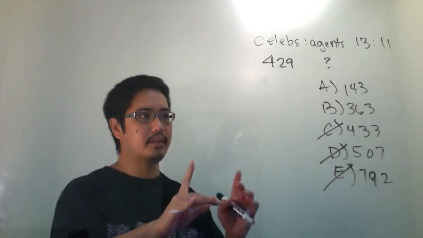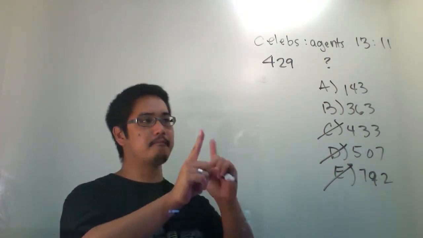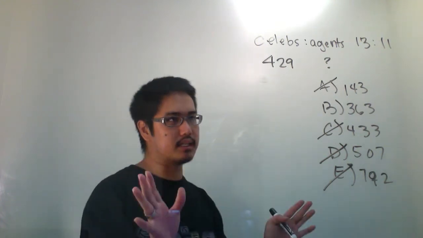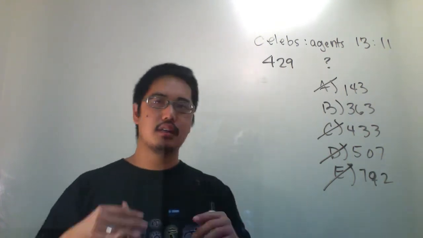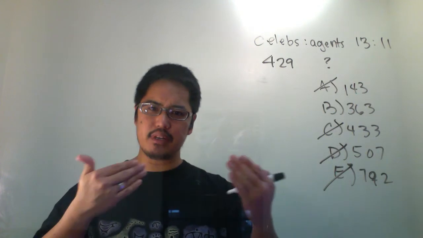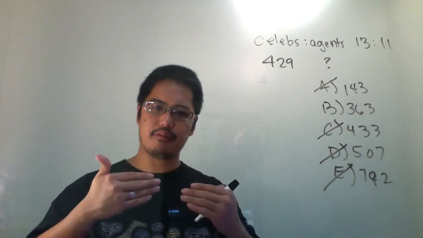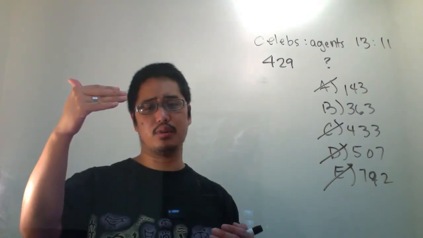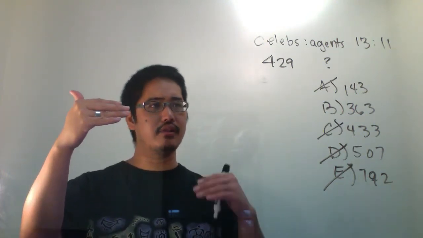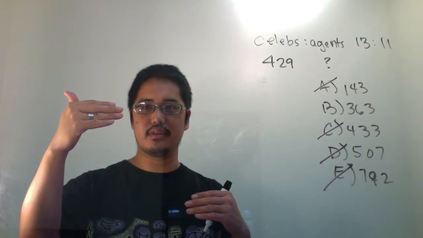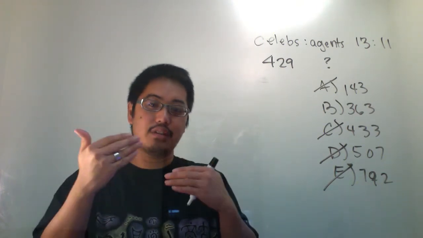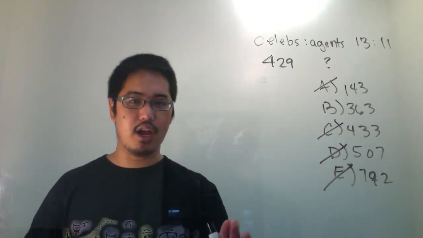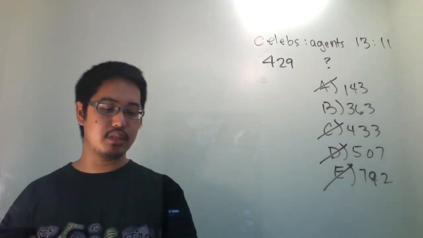Now, I would actually eliminate A as well, just by looking at this. Because 13 to 11 is not that far off. It's not like for every 20 celebrities you have 10 agents. It's not a 2 to 1. It's actually a ratio that's pretty close. In fact, when you're dealing with ratios, usually what you're dealing with is fractions. And so what you want to deal with is equivalent fractions.